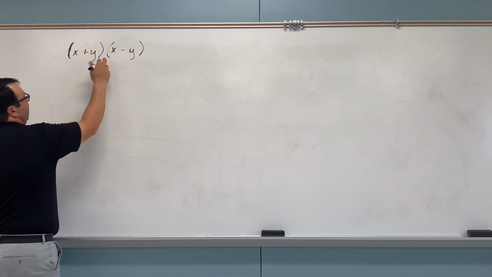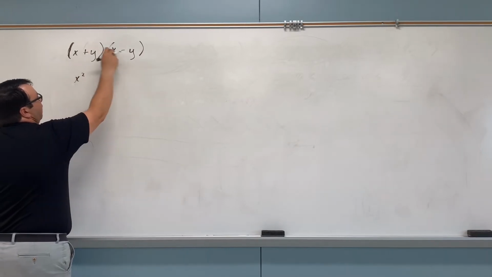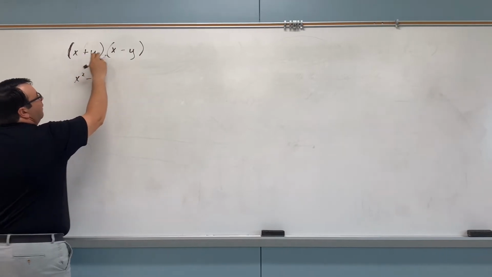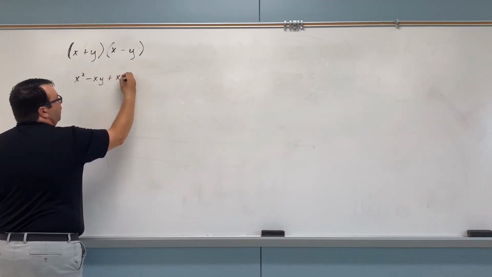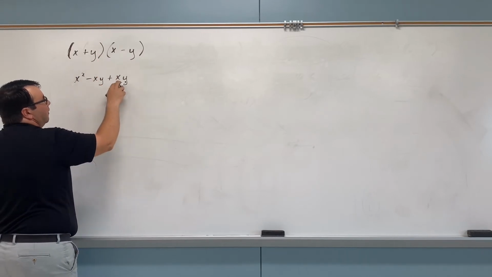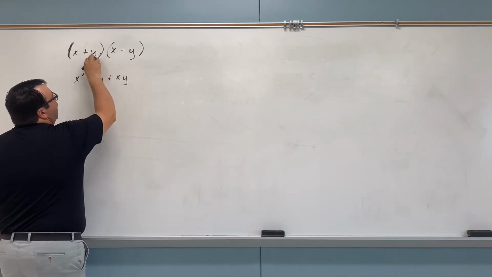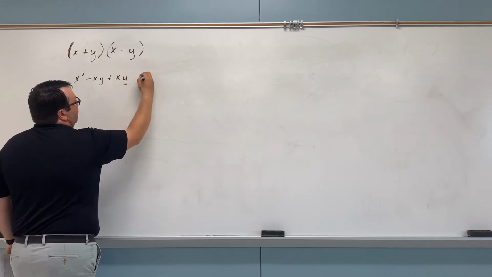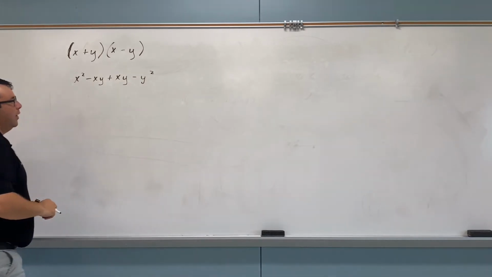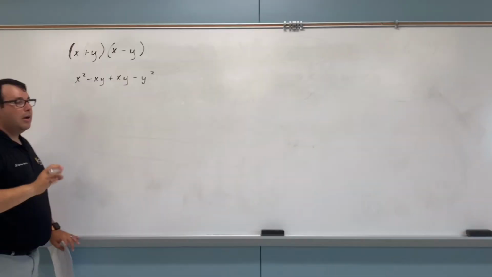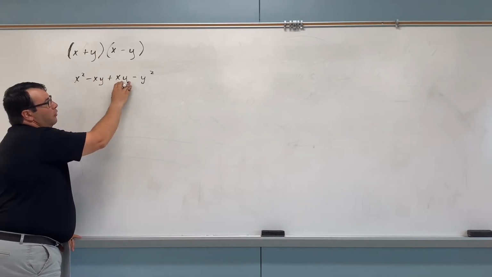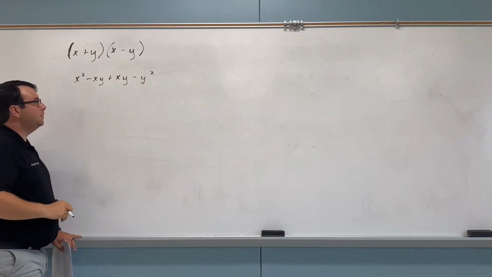So I have x times x is x squared. X times negative y is a negative xy. Y times x is a positive xy. Remember, I'm going alphabetically, so y times x is the same thing as xy. Y times y is going to be y squared, and that is positive and negative, so that is a minus y squared. Now, through our process of FOIL, we got our first term, our outer term, our inner term, and our last term through multiplication.